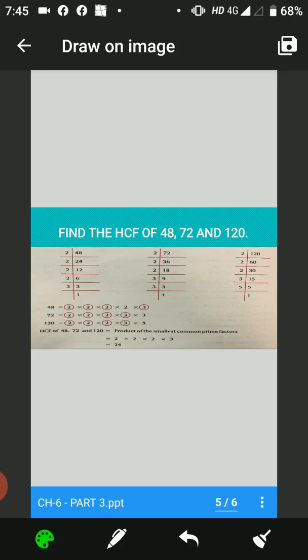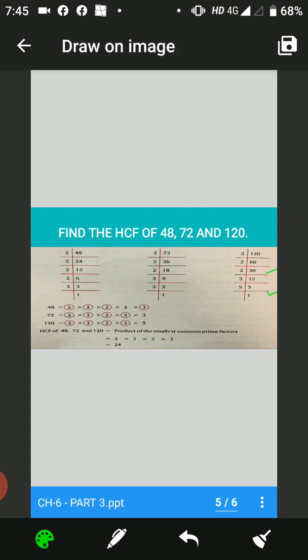So 2 60s are 120. Now in the 2 table, 60 comes at 30: 2 30s are 60. Then 2 15s are 30. So here comes 15. Now 15 comes in which table? 3. So 3 5s are 15. And then 5 1s are 5. Clear? Now all these factors we will write one by one.